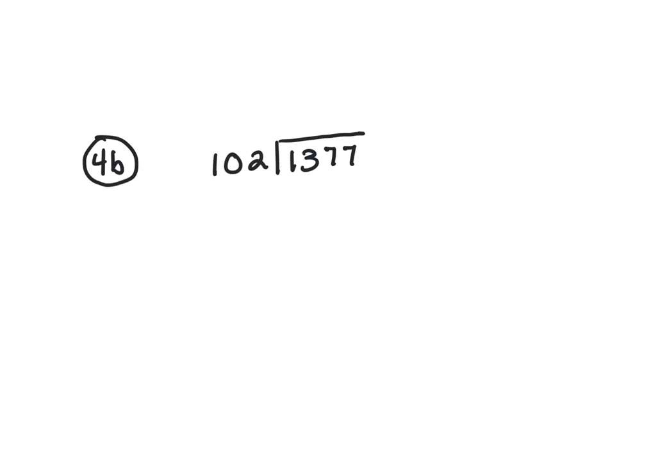Well, we know 102 does not go into 1. We know 102 does not go into 13. We do know it goes into 137, probably one time. Okay, so 1 times 102 is 102. Then we subtract. 7 minus 2 is 5. 3 minus 0 is 3.